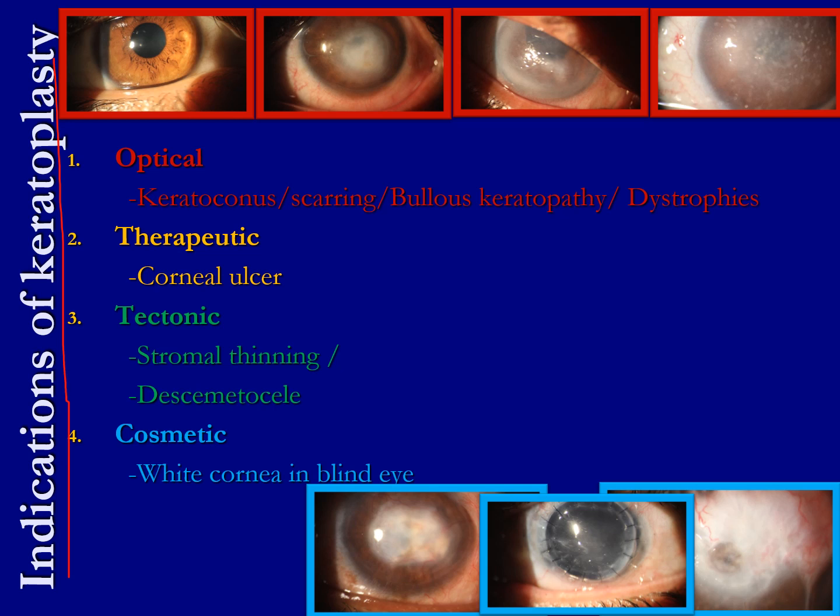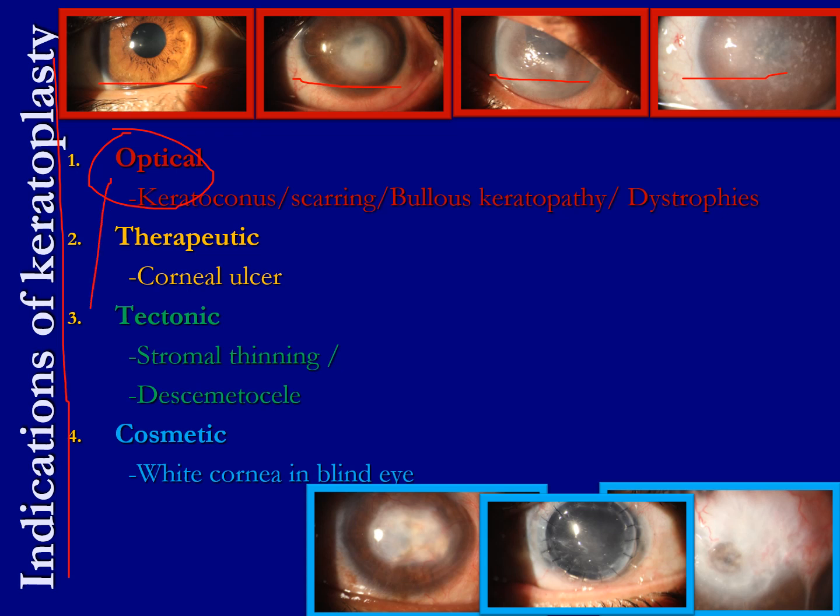4 types of indications. Optical. In optical keratoplasty, we replace the cornea to improve the vision, and there are great chances of improving the visual acuity. The conditions are keratoconus, scarring of the cornea, bullous keratopathy, and corneal dystrophies. In these 4 conditions, if we change the cornea, the vision will be much better.